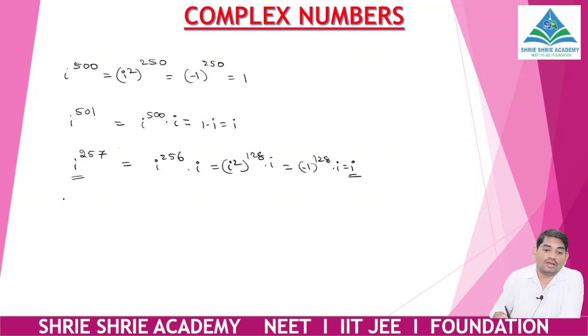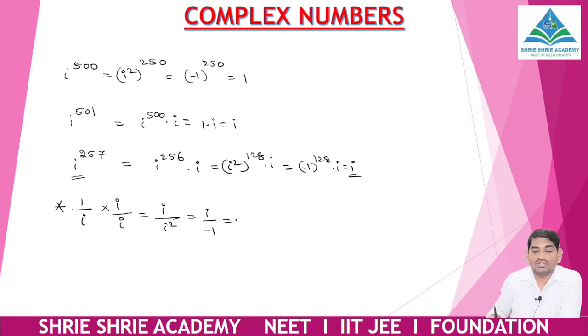Then let me find the reciprocal of iota, 1 by iota. How can we find it? Just multiply and divide by i. We can write iota divided by iota square. Iota square is minus 1, so what we get is minus iota. So the reciprocal of iota is equal to minus iota.